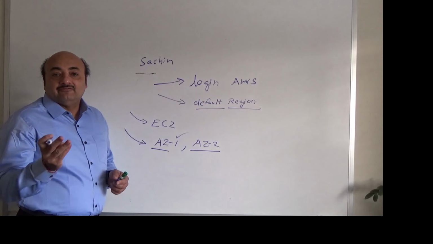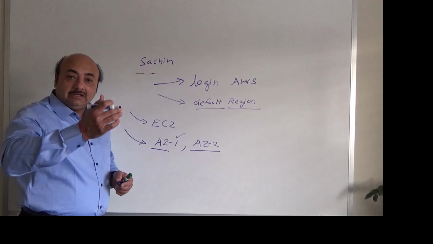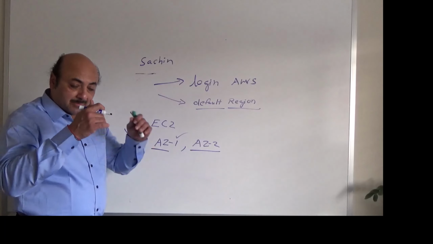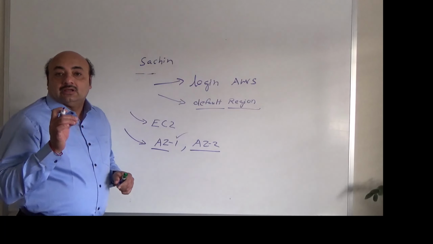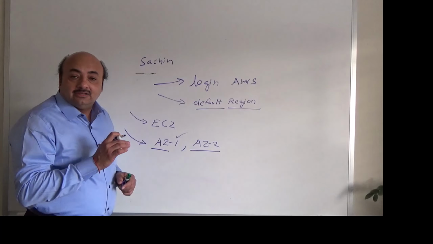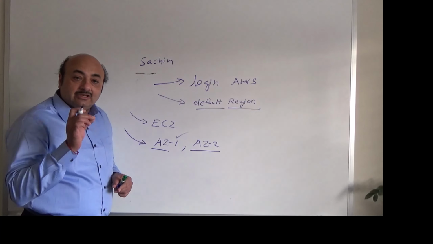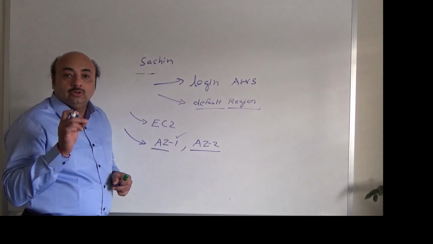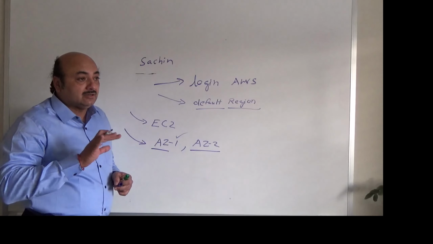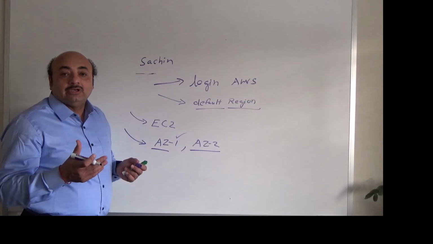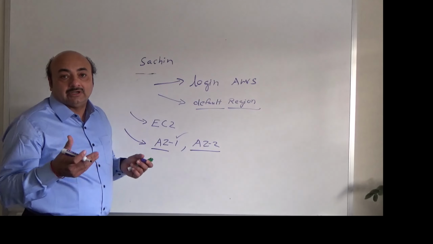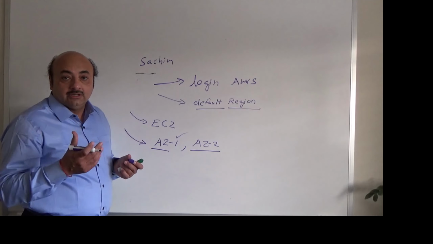Second thing is the availability zone. Availability zone is a subset or a sub part of the region. Every region has a different number of availability zones. It is not required that every region has to have 2 or 3. It depends on the requirements, how much demand there is in that particular geography of the world.